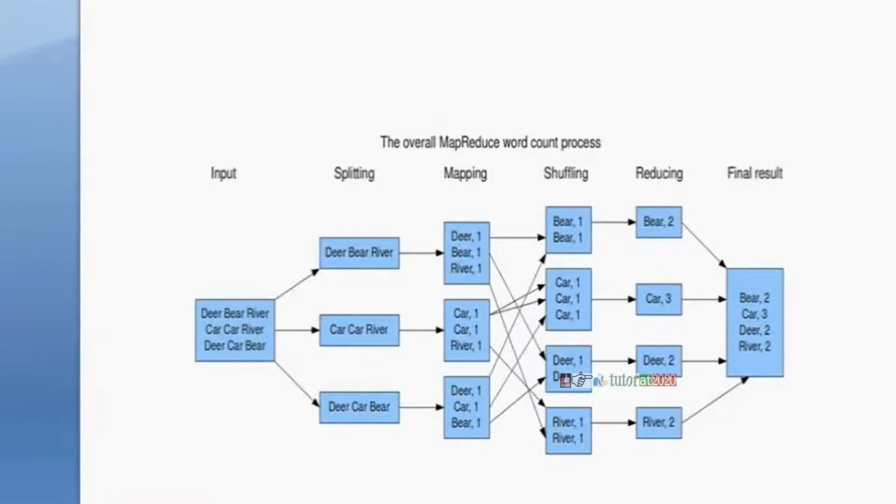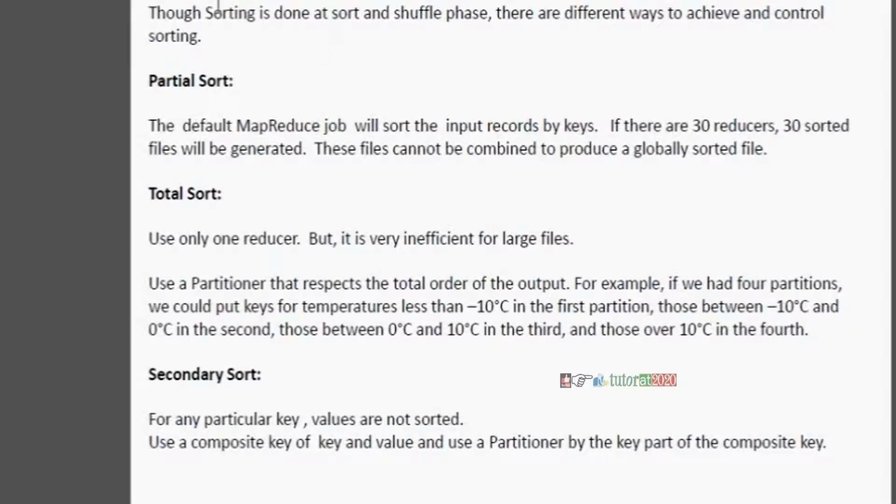Yes or no? Agree. As developers we do a small thing, but the framework internally does a big thing. After the mapper, before the reducer, sorting happens. It is done in the sorting and shuffling phase. There are different ways to control the sorting. By default it is partial sort. If you don't specify any sorting technique, the framework automatically takes this one. At the same time, if you have a special requirement, we can control the sorting also.